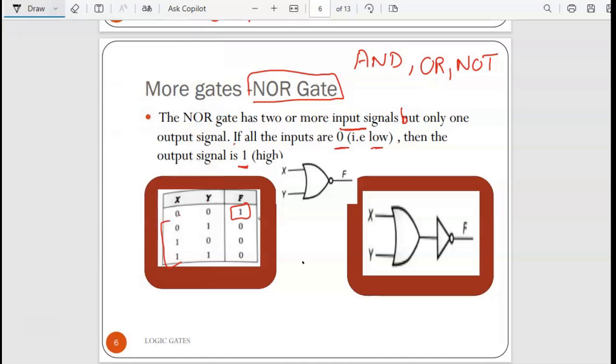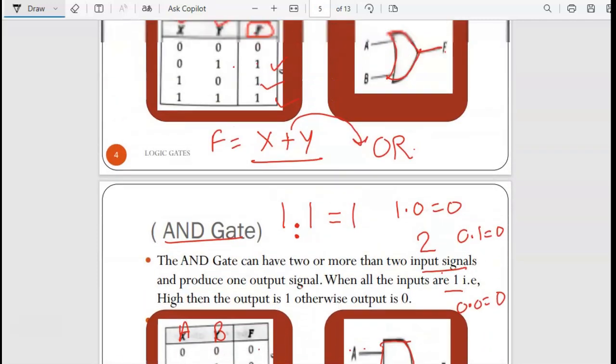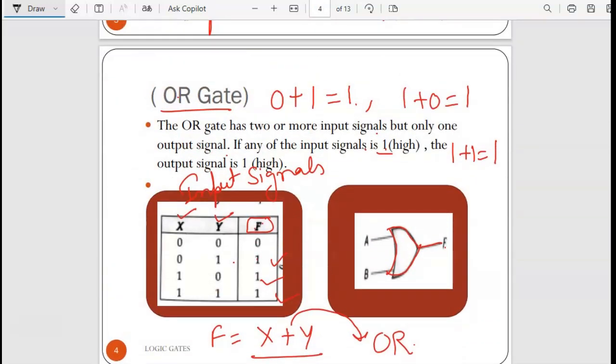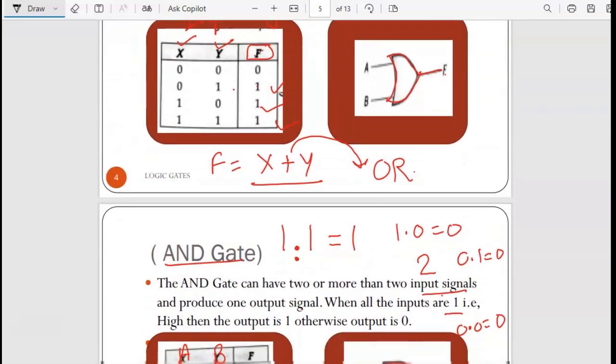How is it working? NOR gate is actually NOT plus OR. So first OR, plus NOT. So this is your OR gate, and then after the OR gate we are using a NOT gate. First please check in between the OR gate. Remember what the OR gate is. This is the AND gate. OR gate is the plus sign, right? If any one of the signals is true, it will give you a true result.